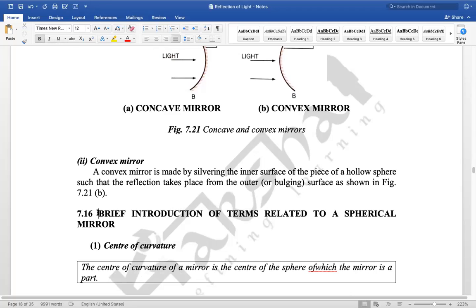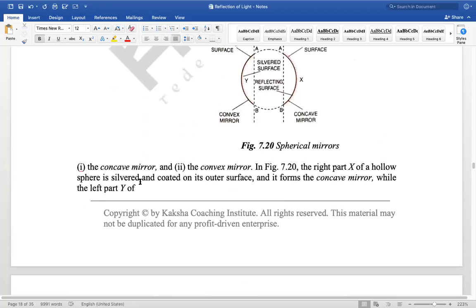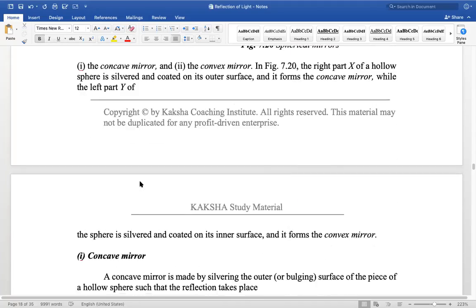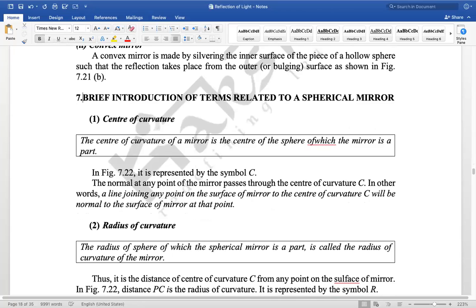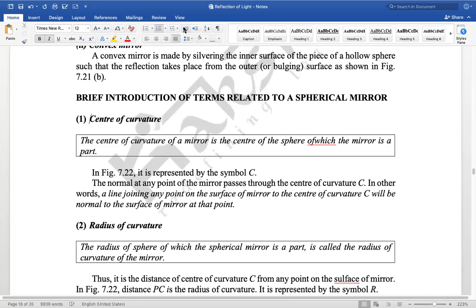Now, brief introduction of terms related to spherical mirror. First is the center of curvature. The center of curvature of a mirror is the center of a sphere of which the mirror is a part.